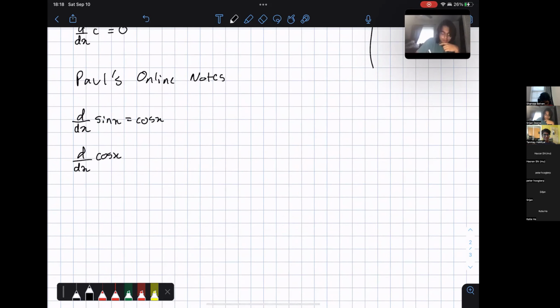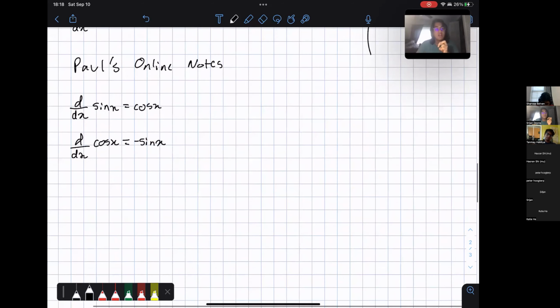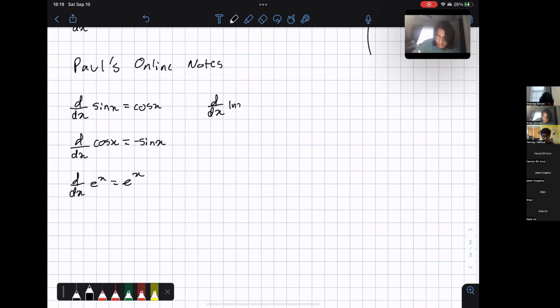So the derivative of sine x is equal to cosine x. The derivative of cosine x is equal to negative sine x. For now, let's just take these two, and then let's see what we can do with them. This is also the derivative of e to the x is equal to e to the x. And the derivative of ln x is equal to 1 over x.